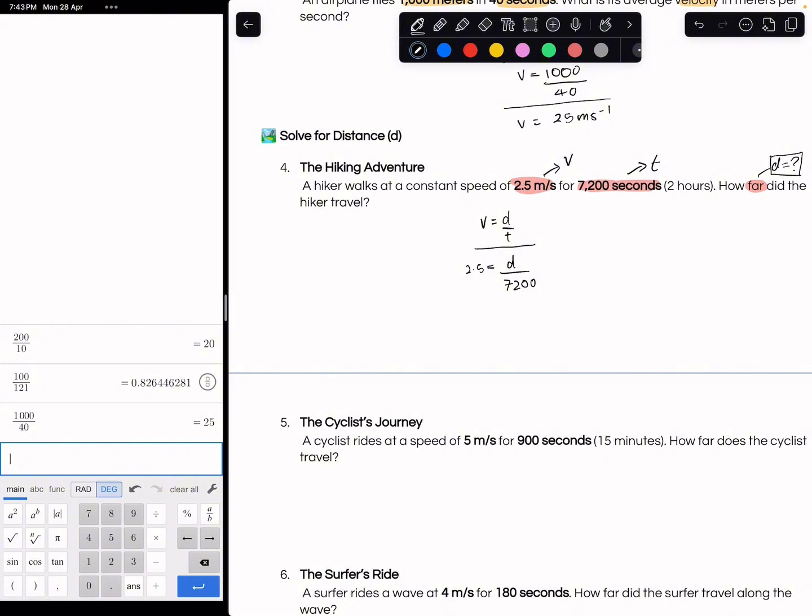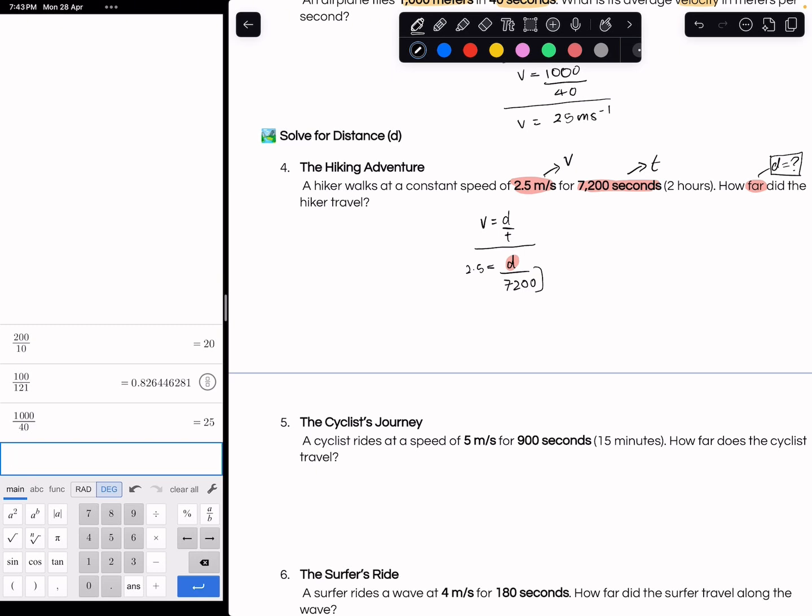So because we want distance all by itself, currently we see that it's attached to 7,200, okay? So we need to get rid of that 7,200 so we get distance by itself. So currently we've got D and it's being divided by 7,200. So how do we get rid of divide by? Well, the opposite of divide is times.